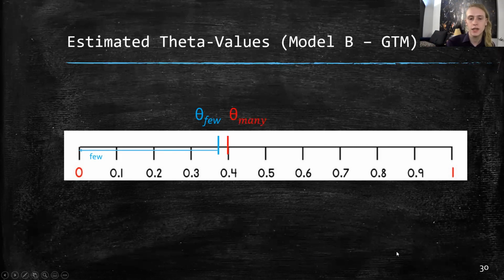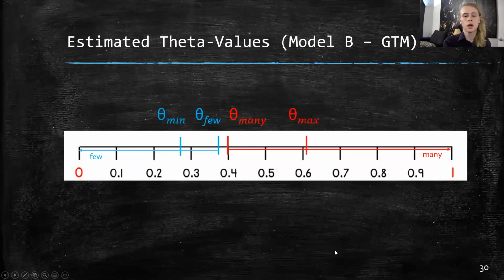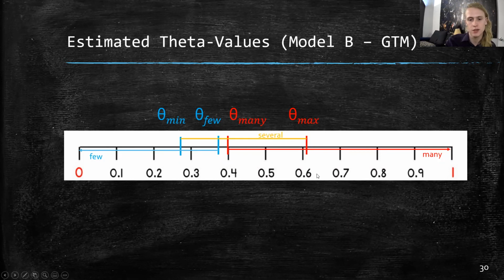For many, we actually find it's quite close to theta few. It's only about 0.4, but again, in the opposite direction, right? So anything greater than about 0.4 would be considered many. Interestingly enough, the lower and upper bound of several has a high degree of overlap for theta few and theta many. So we don't see this complementary distribution between few, several, and many like we expected, but more of a complementary distribution between few and many, with several overlapping both of those. So you can see the truth conditions for several are between these two bounds.